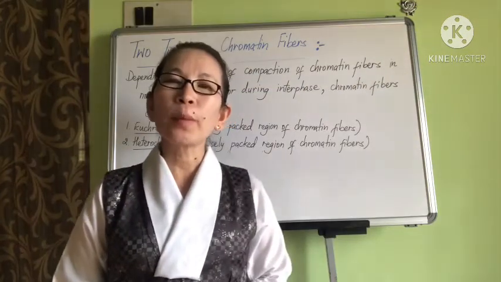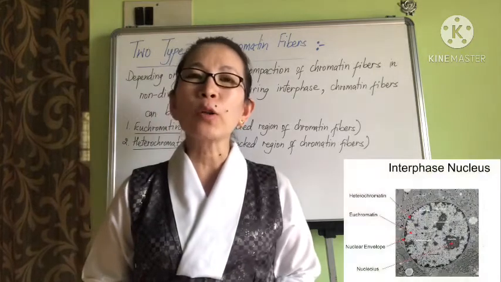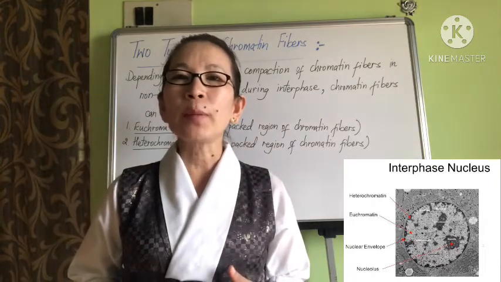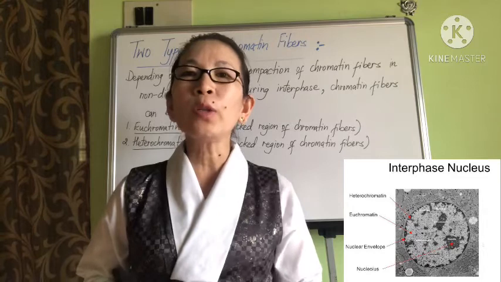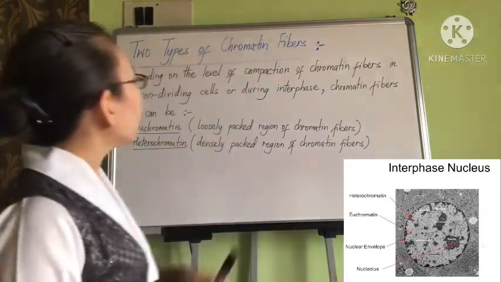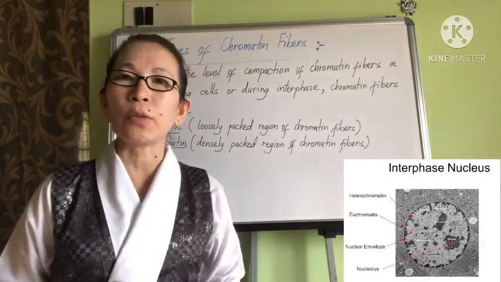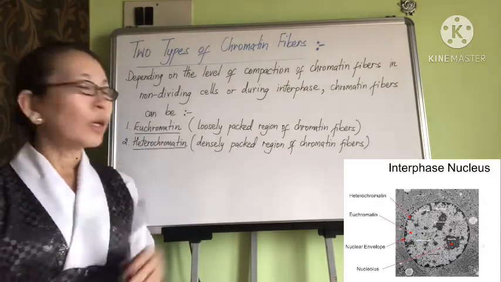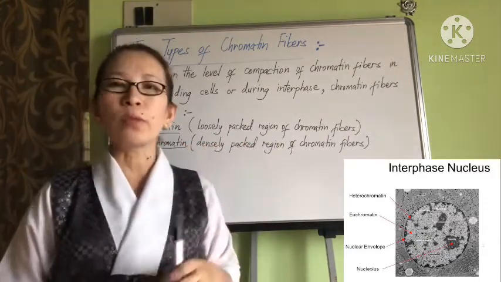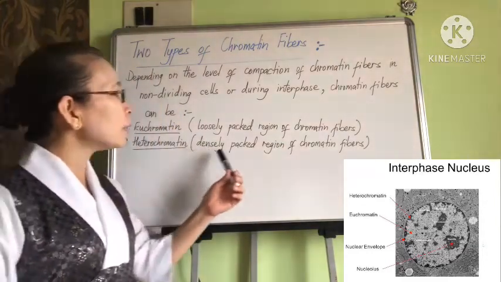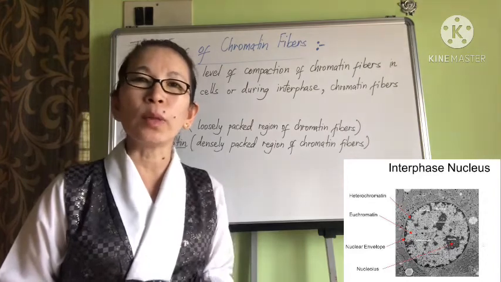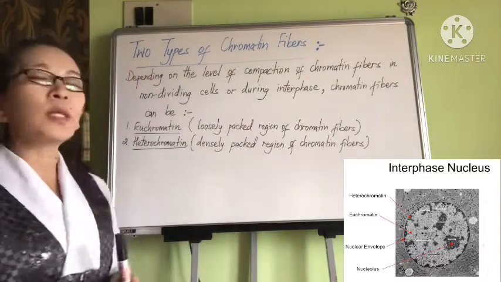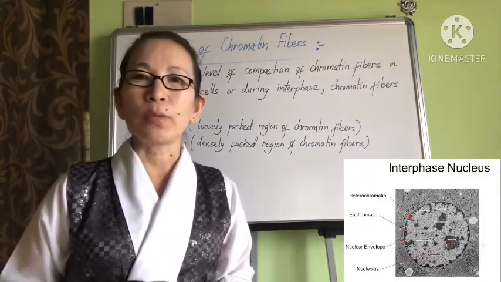At this point, I want you to remember that DNA will exist as chromatin fibers in all non-dividing cells, or when the cells are in the interphase stage. And these chromatin fibers are going to be distributed or scattered throughout the nucleus of a cell. However, depending on the level of compaction of chromatin fibers during interphase, they can be of 2 types, euchromatin and heterochromatin. Euchromatin are loosely packed regions of chromatin fibers, and heterochromatin are densely packed regions of chromatin fibers. In other words, euchromatin are the less compacted chromatin fibers, and heterochromatin are the more compacted chromatin fibers.